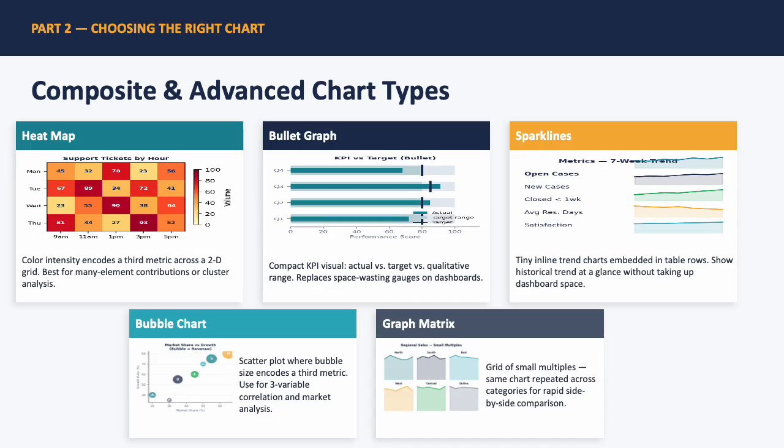Finally, the graph matrix. It repeats the same chart type across multiple categories in a grid layout. Here you can see regional sales trends arranged in a 2 by 3 grid. The reader's eye can compare across panels without needing to relearn a new chart structure for each one.